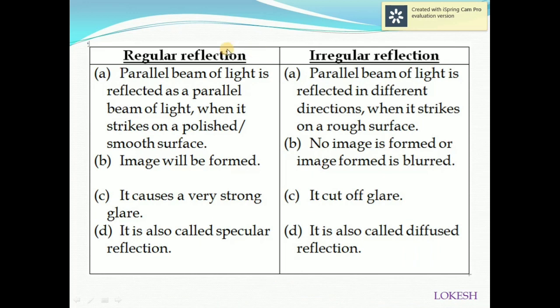Now, discuss the difference between regular reflection and irregular reflection. In regular reflection, the parallel beam of light which falls on the surface comes back as a parallel beam of light. The image will be formed. It causes a very strong glare. It is also called specular reflection. In irregular reflection, the parallel beam of light is reflected in different directions. No image is formed or image formed is blurred. It cuts off glare, and it is also called diffuse reflection.